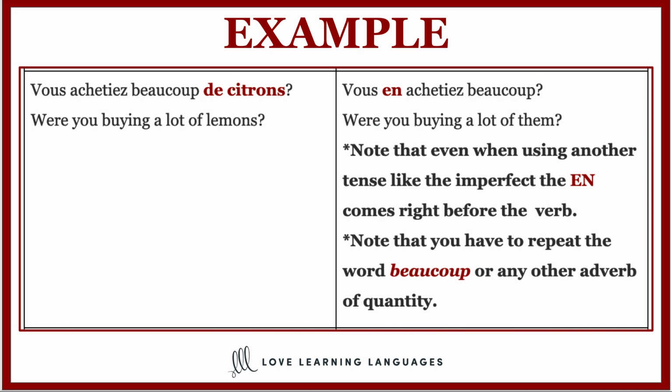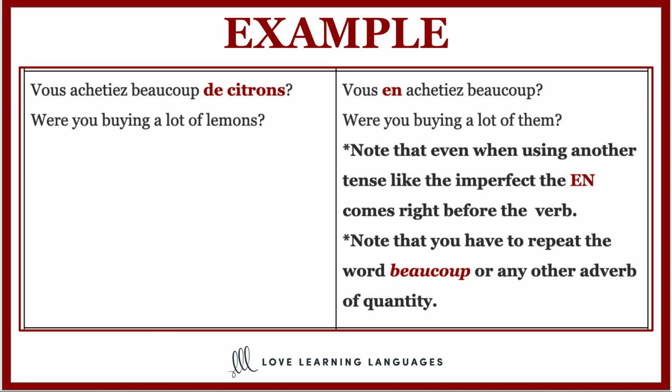All right, next example. Vous achetiez beaucoup de citrons. Now here I just wanted to throw in a different tense, as I did with one of the examples using y. Here I'm using the imperfect tense of acheter. So were you buying a lot of lemons? The de citrons is the part that gets replaced. So were you buying a lot of them? Vous en achetiez beaucoup? It's supposed to be a question. So the en comes right before the verb that it's directly linked to in context and meaning.